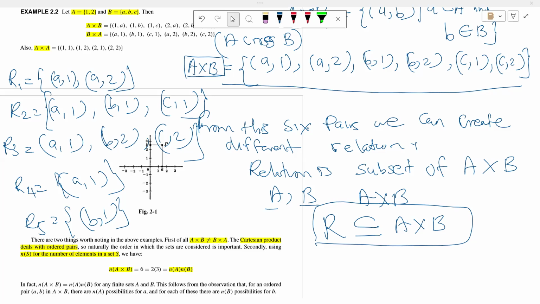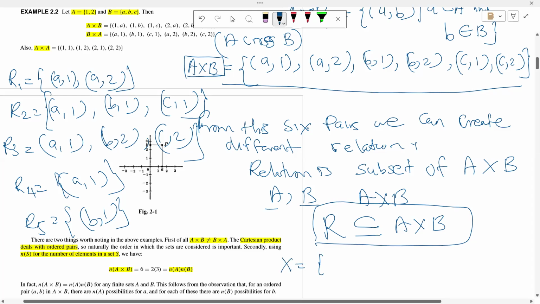So the equation: I already told you a relation is a subset of A cross B, so you know the equation to find the number of subsets. Just think, you have a set X containing 3 elements: 1, 2, 3. How many subsets can you create? We already discussed: 2 to the power n, where n is the number of elements. So 2 to the power 3 is 8 subsets.